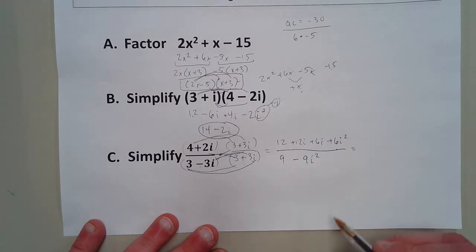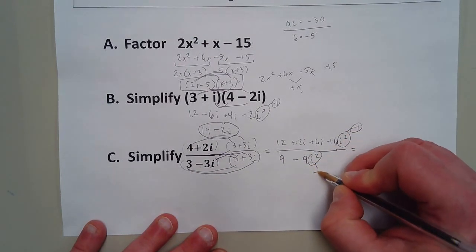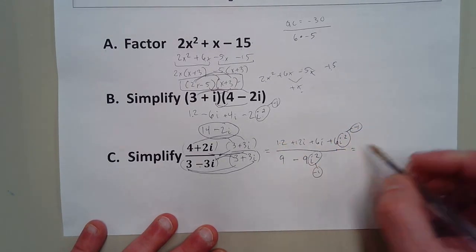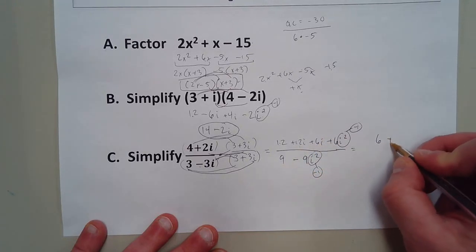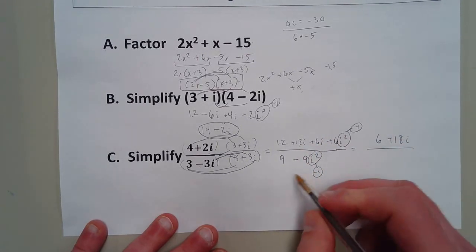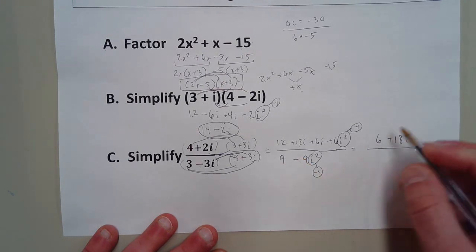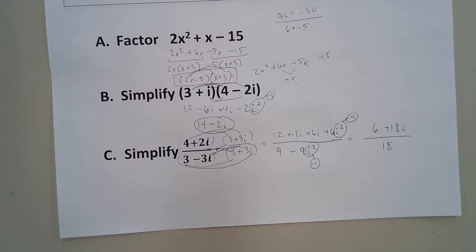All right, so what are we working with now? Remember, these i squareds are negative 1s anytime we see them. So this is going to be just a minus 6. So 12 minus 6 is 6. 12 plus 6i is 18i. Cool. And this is going to be a positive 9. So this is 9 plus 9, which is 18. And so now we're pretty much done. We just got to reduce that fraction.